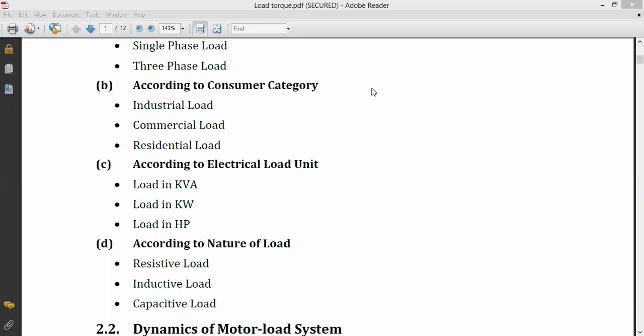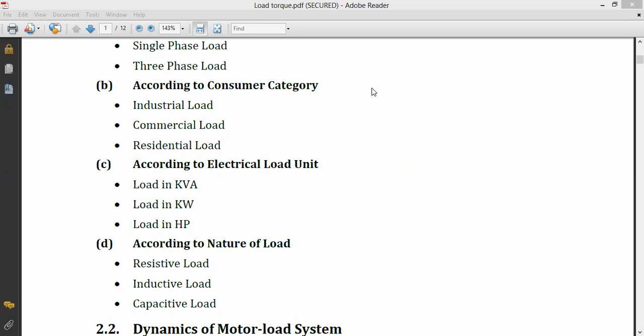Whereas if you talk about the three phase load, instead of one phase, there are three phases present, that is R phase, Y phase, and B phase. So the voltage between any two phases, like R and Y phase, Y and B phase, or R and B phase, is called your line to line voltage. And in that case, the current that flows in the circuit is called the line current.